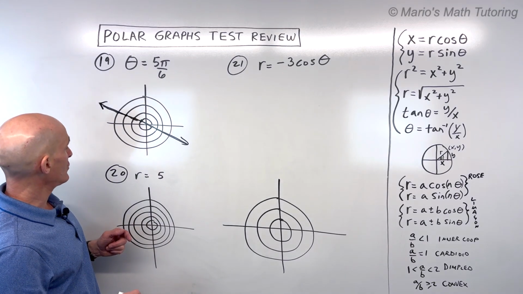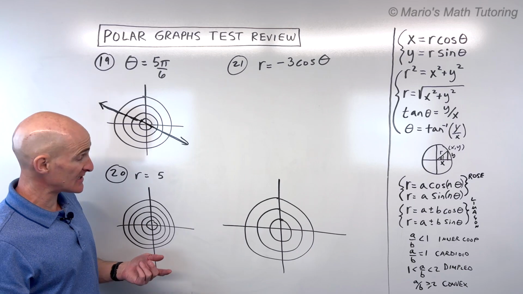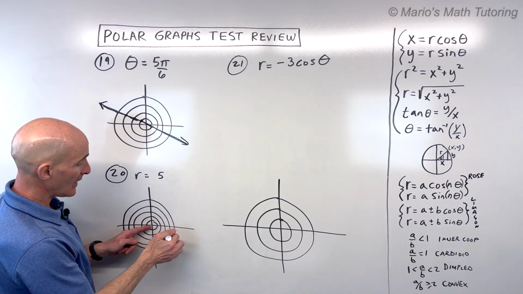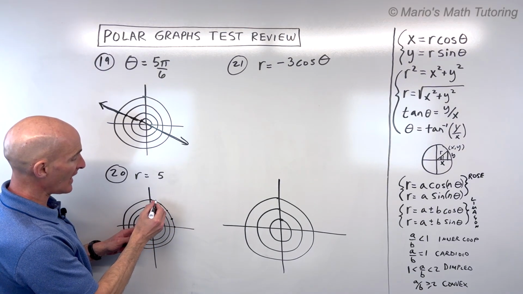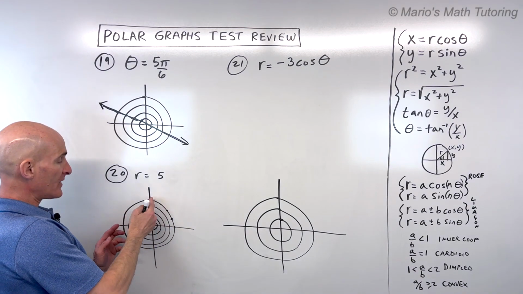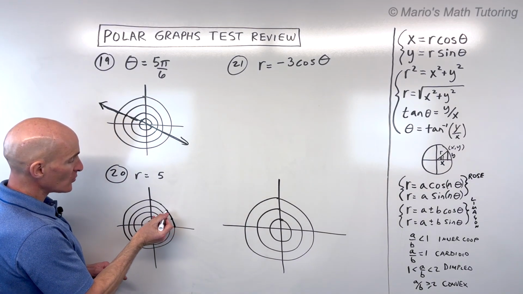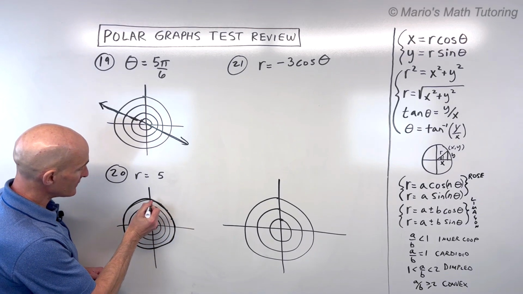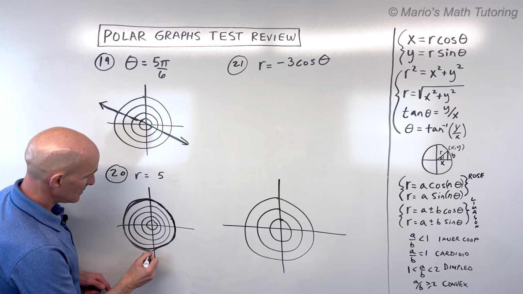Okay, for number 20 now, r equals 5. Now notice this one doesn't have a theta. It doesn't say what the angle is. It says that the r value is 5: 1, 2, 3, 4, 5. The angle could be 0, could be 30, could be 45, could be 60, could be 90. No matter what the angle is, you're always at a distance from the pole of 5 units. And so what that does is it traces out a circle with radius 5. Let me make this a little bit darker so you can see it.